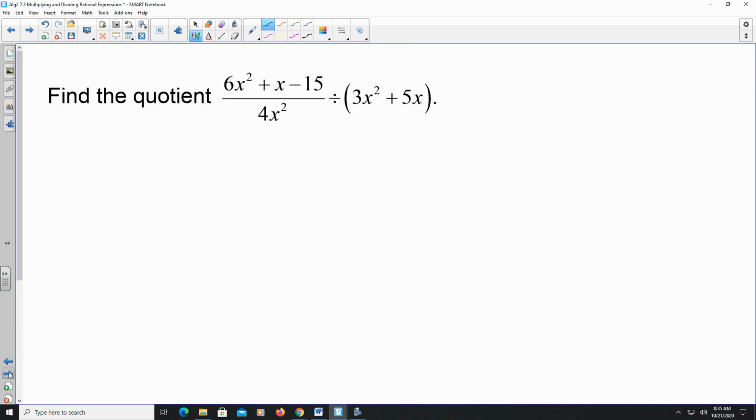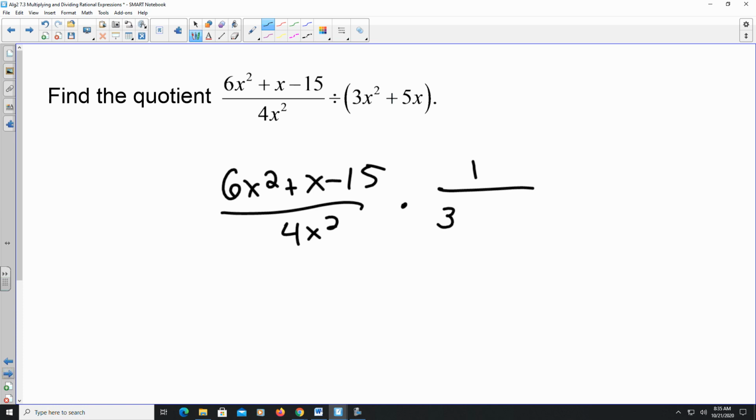So one more quotient. This one here, you have a fraction divided by something that's not a fraction. Anytime that is the case, again, leave this the same. You are still going to make it a multiplication problem, but instead of 3x squared plus 5x, it's going to be 1 over 3x squared plus 5x. And then you're going to take care of the factoring.